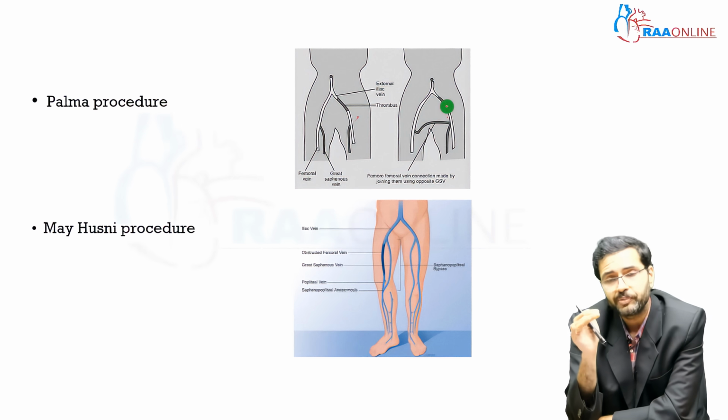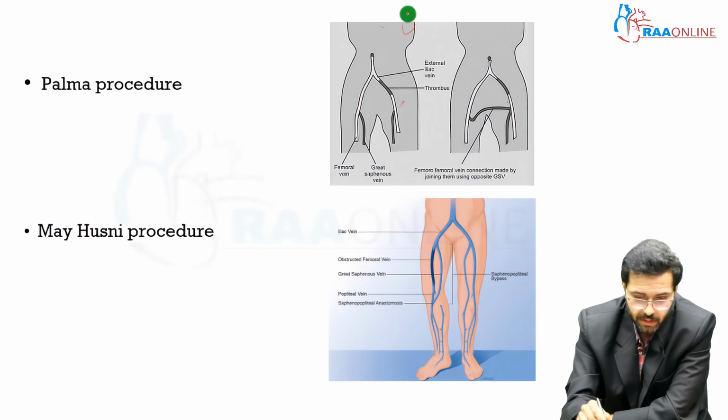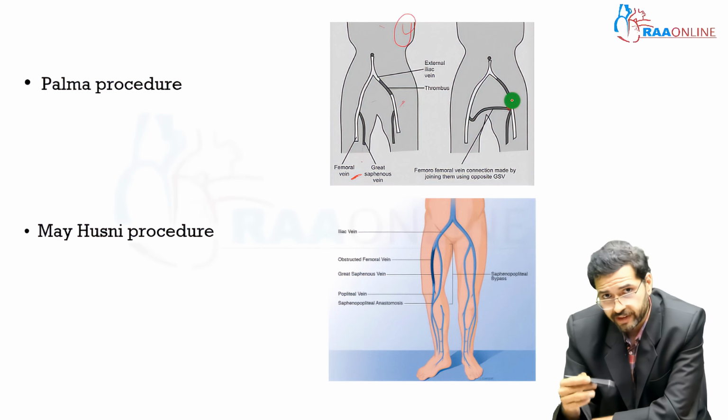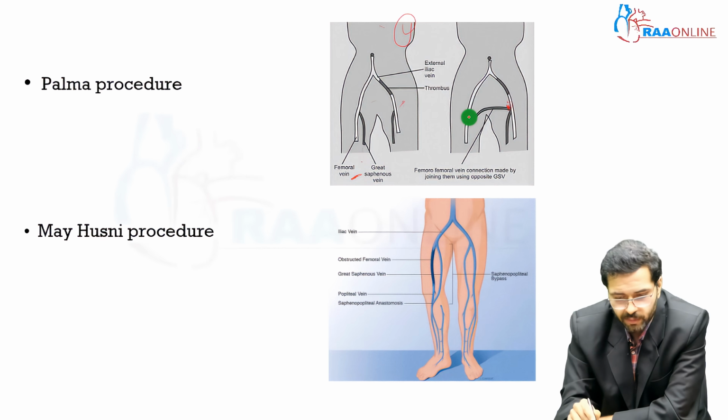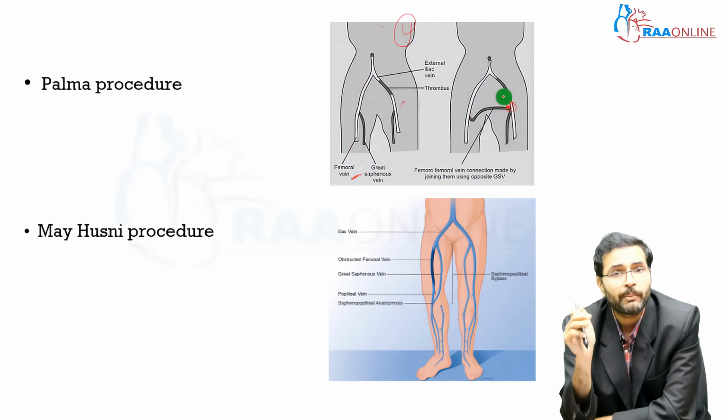For example, if you have an iliofemoral thrombosis involving the left limb, like here, then the right great saphenous vein is disconnected from its origin at the level of the medial malleolus. It is brought and anastomosed to the femoral vein of the diseased side. So the right great saphenous vein distal end is brought to the left side and anastomosed. This procedure is called the Palma procedure, and it is done for an iliofemoral deep vein thrombosis.